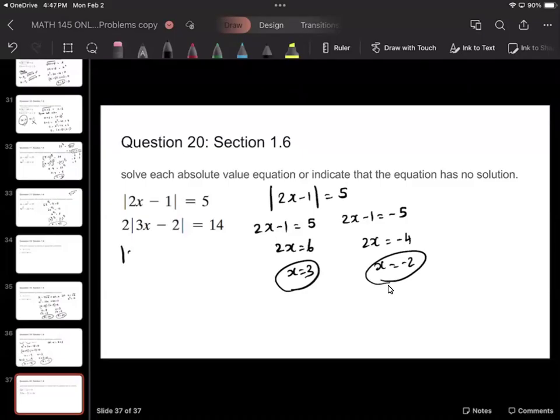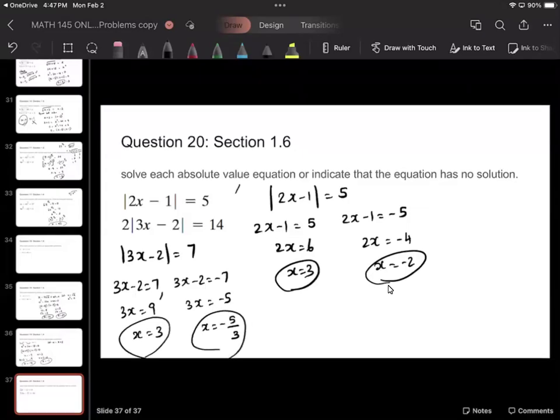Here, I'm going to divide by 2 on both sides. And then I'm going to do the same thing. I'm going to say 3x minus 2 is 7. 3x minus 2 is negative 7. And solve. 3x is 9. 3x is negative 5. X is 3. X is negative 5/3. Okay. And that's it.